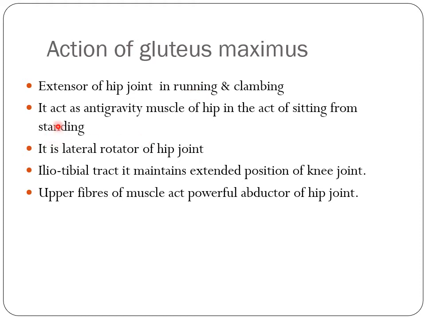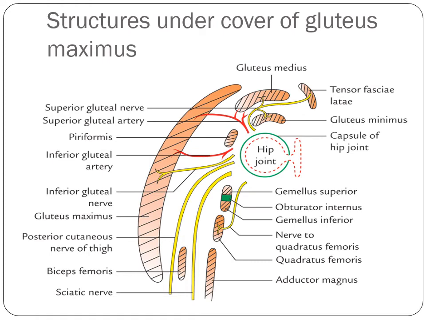It is an extensor of the hip joint, acts as an anti-gravity muscle of the hip in the act of sitting from the standing posture, and is a lateral rotator of the hip joint. Through the iliotibial tract it maintains the extended position of the knee joint. The upper fibers act as a powerful abductor of the hip joint. These are the actions of the gluteus maximus muscle.